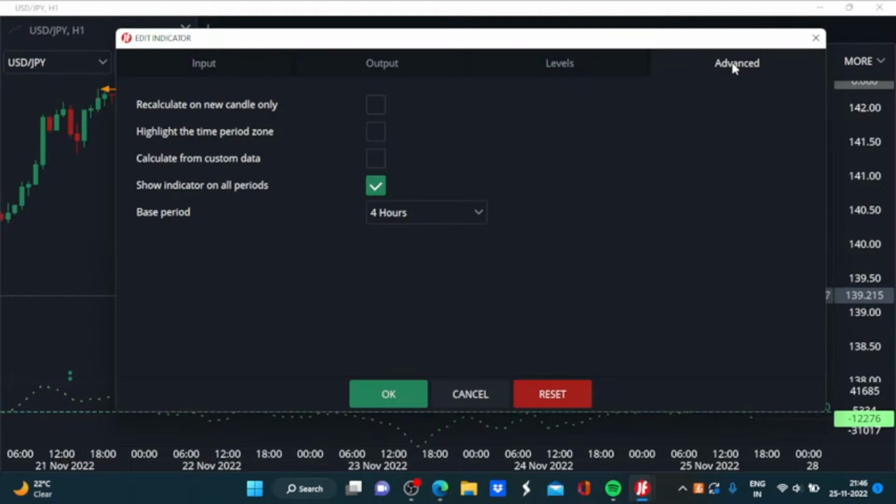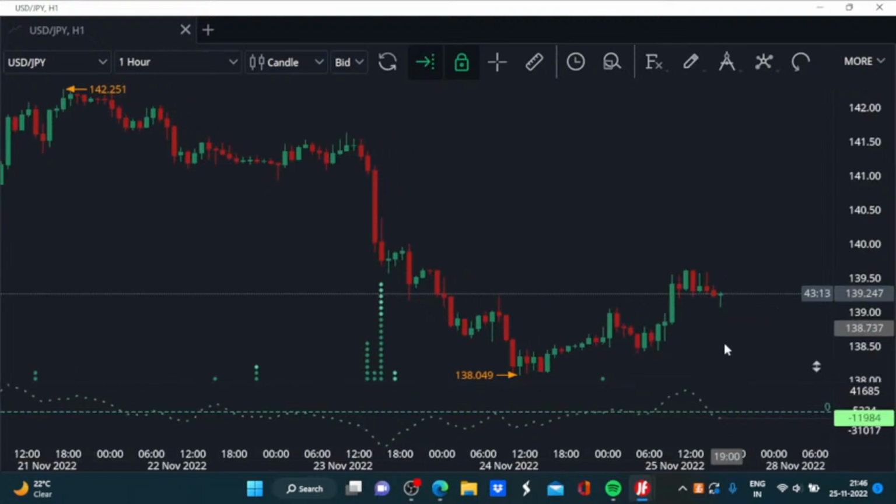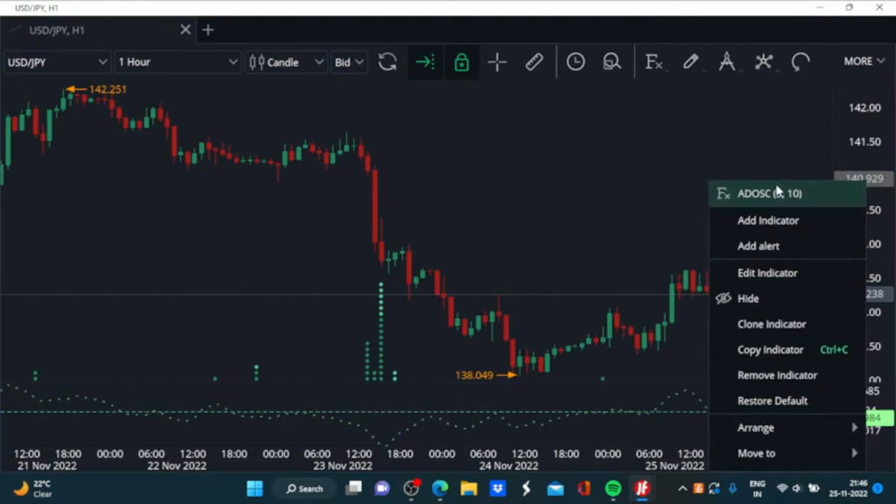If you want to recalculate the indicator only once throughout the current candle period, then you can opt in for this option, recalculate on new candle only. If you want the time period zone to be highlighted, you can go for that as well. So whatever is your calculation time period, it will be highlighted here. If we look at this chart, your calculation period is getting highlighted. Since the theme is black, it is not that prominent, but if you pay close enough attention, you will notice it.